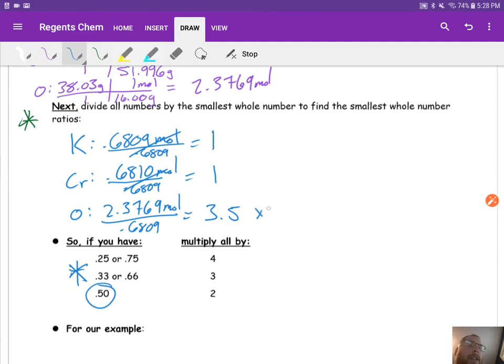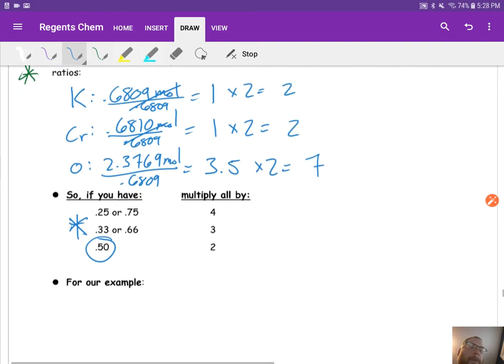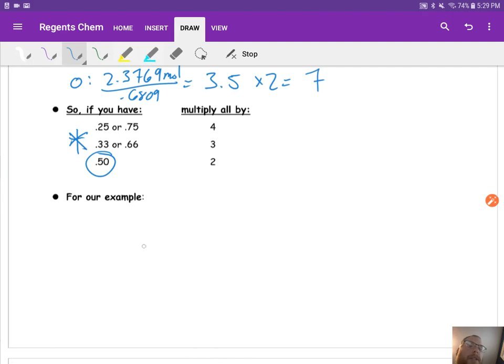Now let me ask you, is it going to just be oxygen that you're going to multiply by 2? Which when we do that, we would get 7. Is 1 to 1 to 3.5 the same ratio as 1 to 1 to 7? No, it's not. So you have to make sure that you multiply all of the elements by the number, okay, to keep that same ratio. So in our example, we multiplied by 2. So our final formula would be K2Cr2O7. All right, potassium dichromate.